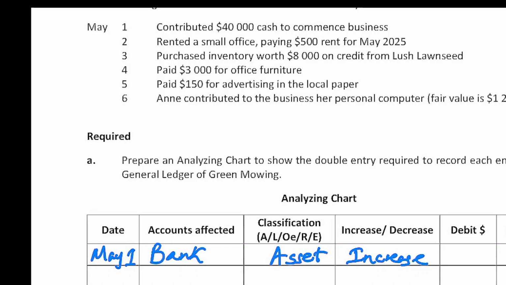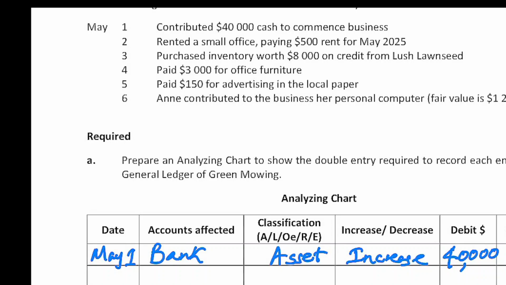So, assets increase, what do you do? Debit. How much? 40,000. Don't write the dollar mark. Why? You don't have to worry about that. It is understood, it is Australian dollar. So you don't have to worry about the dollar mark. I think I told you last time, didn't I? Okay, then what is the other item affected?